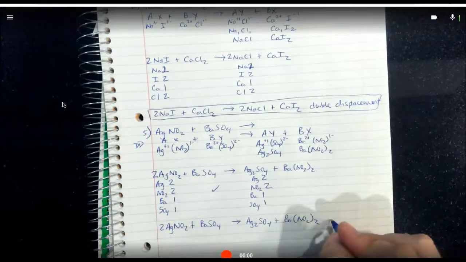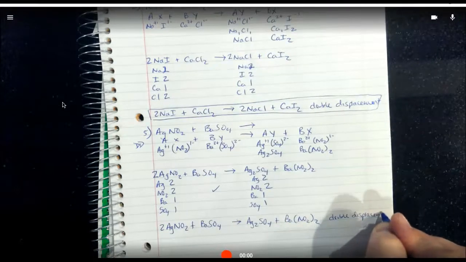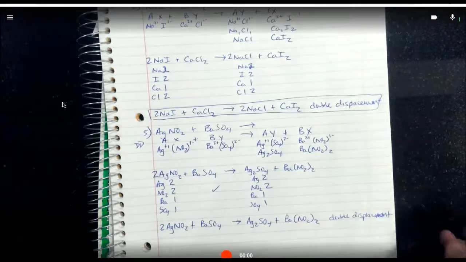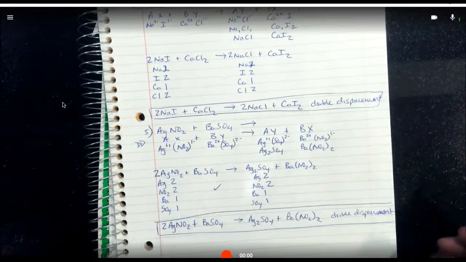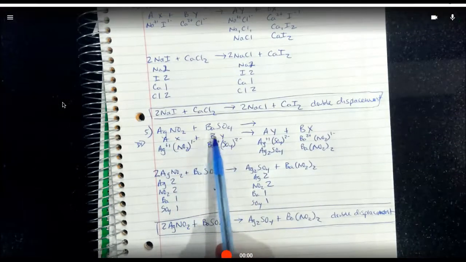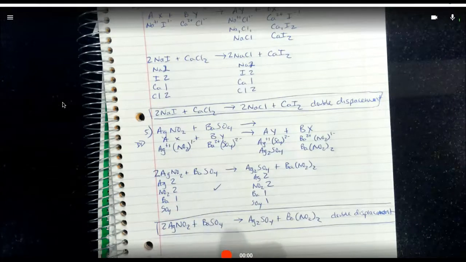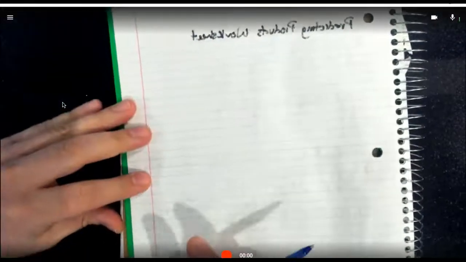Now this type of reaction will be a double displacement reaction. Whoops, having trouble spelling there. Double displacement. So the reason why it's called a double displacement reaction is because two different units are being displaced or replaced. Now let's take a look at a single replacement reaction. So we'll use this side.